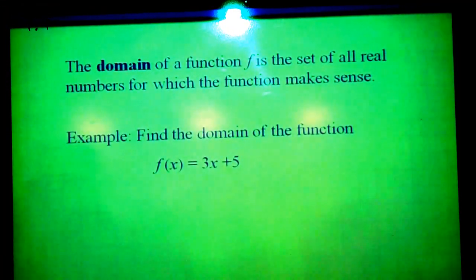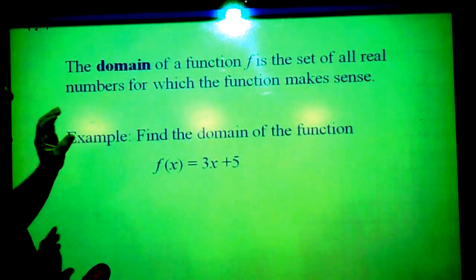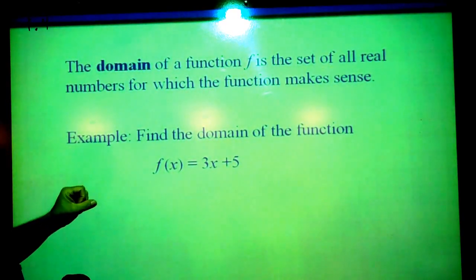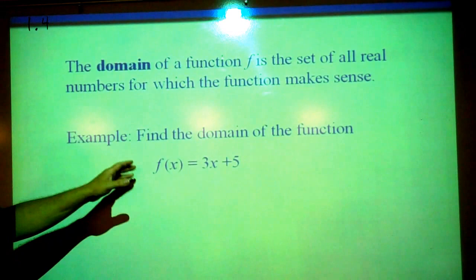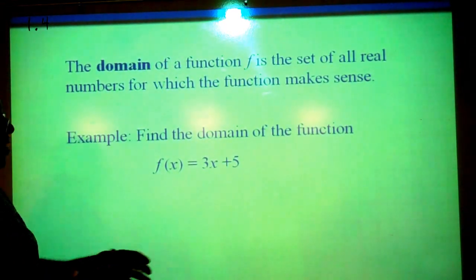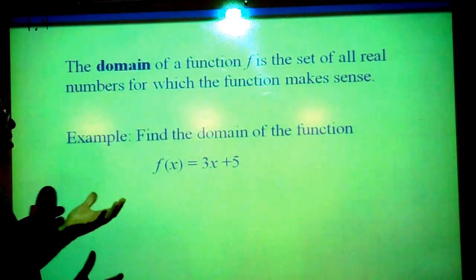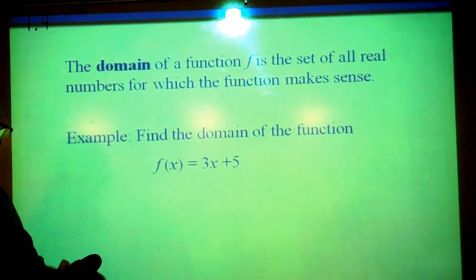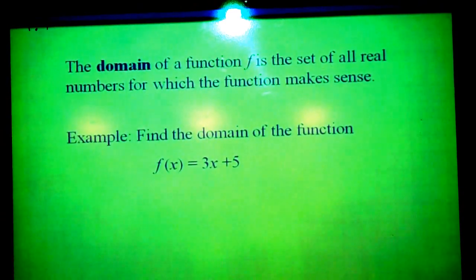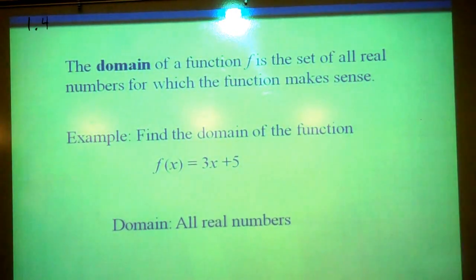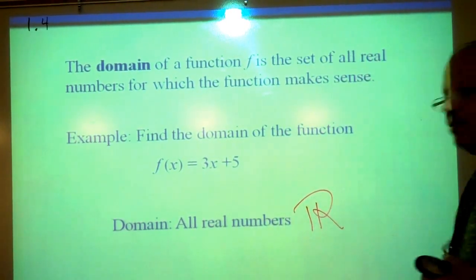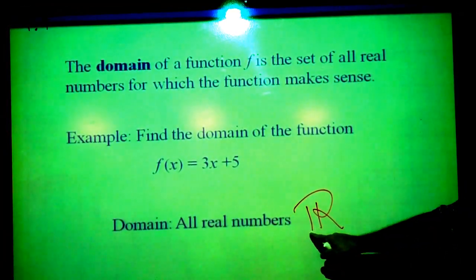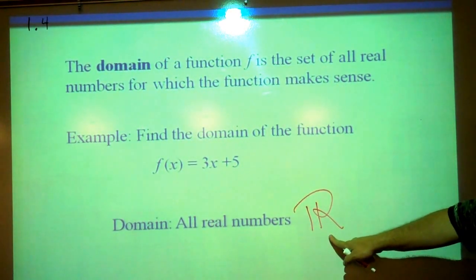Again, the domain is the set of all real numbers that make sense in the function. For example, if we were looking for the domain of this linear function, we're looking for all the possible x's, all the values that x could be. And in this case, x could be any number. There's no limitations. There's no mathematical reason why some number wouldn't work in this equation. So here the domain is all real numbers. And when you're writing this on your homework, we put a big R with 2 lines here. This stands for all real numbers.